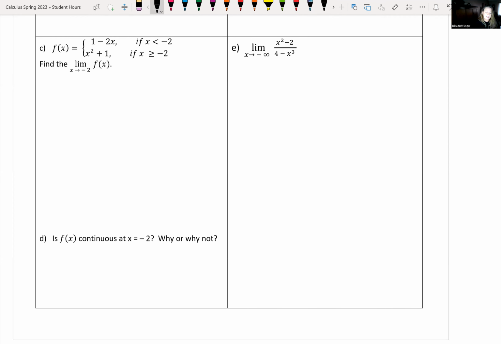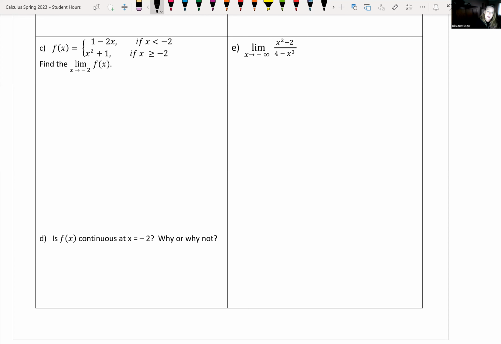We're looking at the piecewise function. First equation is 1 minus 2x. We're using this if x is less than -2. And we have x squared plus 1 if x is greater than or equal to -2. Well, first we're looking at the limit as x is approaching -2.